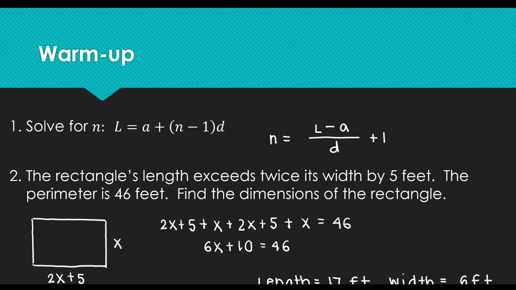In the second one, I sketched a picture to help me out. I made x represent the width, and then 2x plus 5 became the length. Perimeter means you add up all the sides, and in a rectangle, opposite sides are congruent. And then I made sure I clearly labeled what the length was versus what the width was, and I put my units with it.